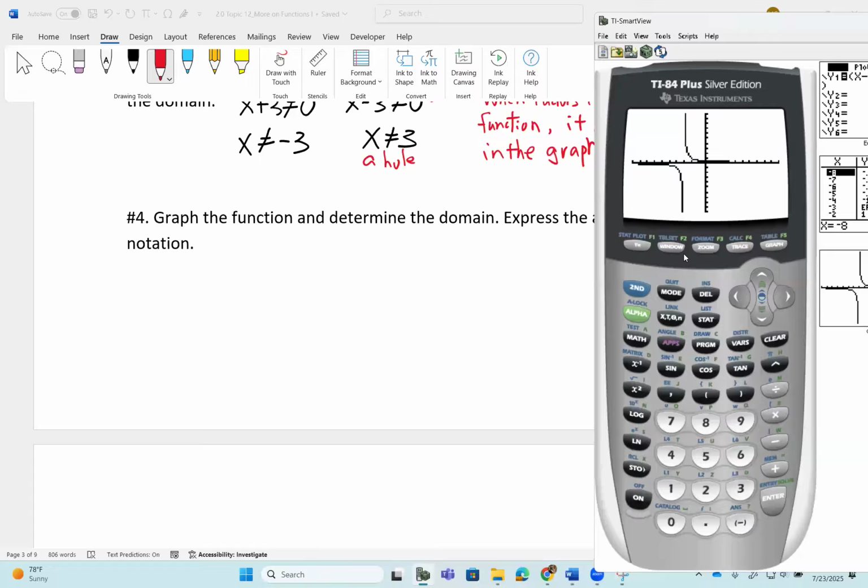So I'm going to zoom back in a little bit, going from -5 to +5 in my window. See, it's actually keeps going. It's actually hovering right above the x-axis.